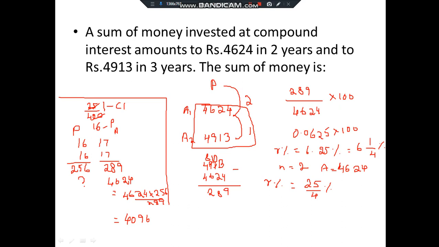Here it is quite different. We'll see the question. A sum of money invested at compound interest amounts to rupees 4624 in 2 years and 4913 in 3 years. The sum of money is. So write down what all is given. Principal we'll have to find. Amount 1 is 4624 and amount 2 is 4913 and the year difference is 2 years and 1 year, right?